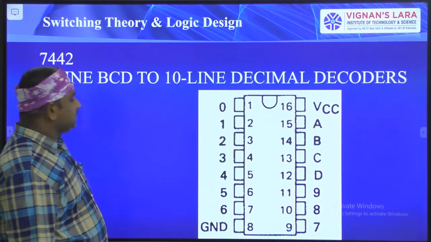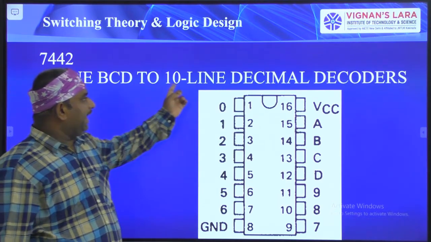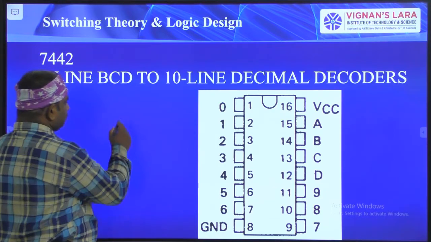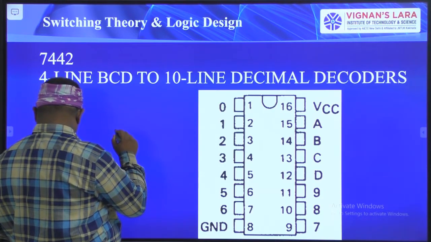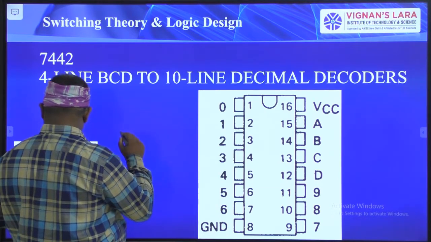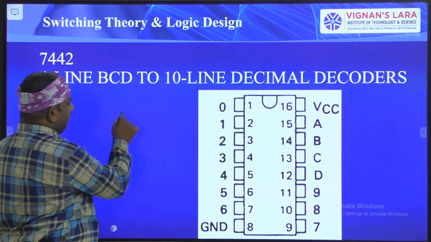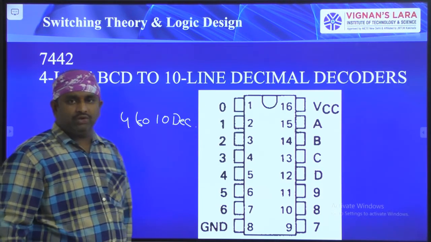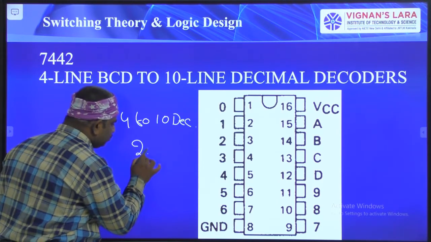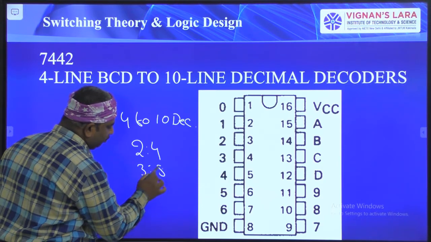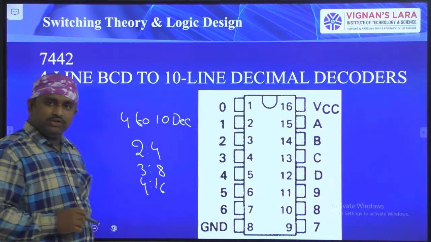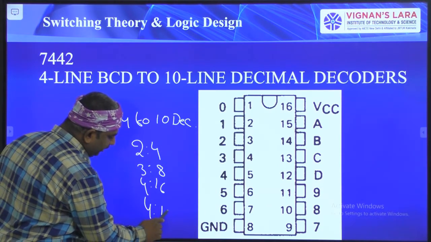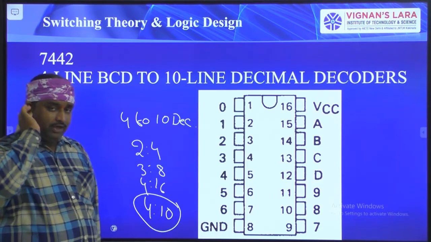So see here, 7442, 4 line to 10 line decimal decoder. It is nothing but a 4 to 10 decoder. Actually, we know some standard decoders, that is 2 to 4 decoder, 3 to 8 decoder, and 4 to 16 decoder. These are some of the standard decoders. But this decoder is a 4 to 10 decoder.